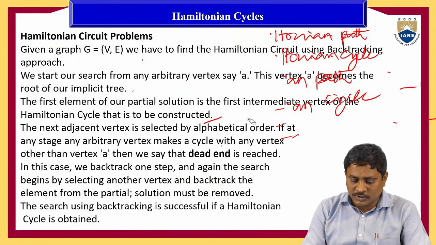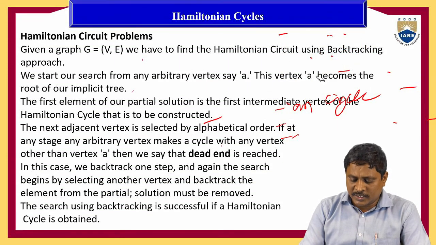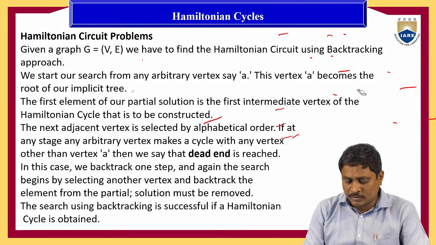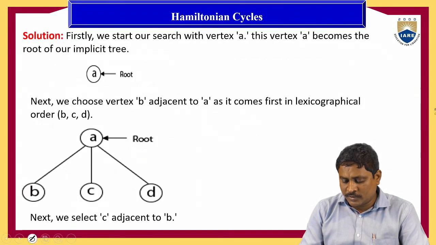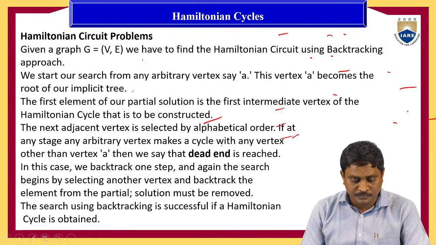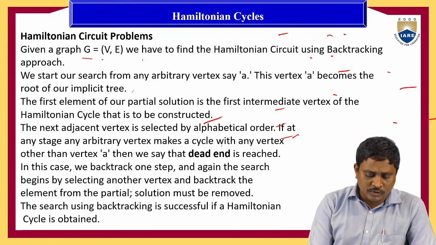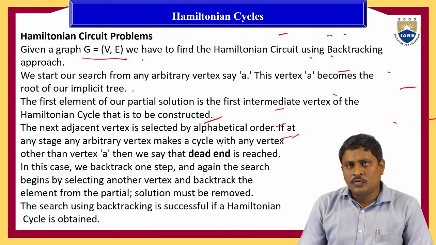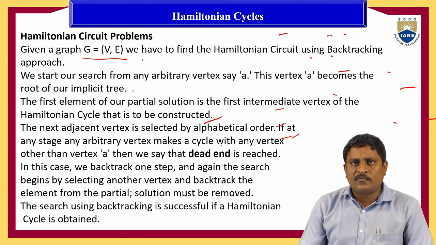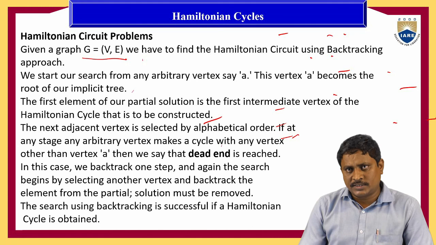Now we come to the Hamiltonian cycle. This Hamiltonian cycle problem is solved by using backtracking. How to solve the Hamiltonian cycle by using backtracking? Here we see the Hamiltonian circuit. The given graph is G equal to (V, E). We have to find the Hamiltonian circuit using the backtracking approach. We start our search from any arbitrary vertex, say A.